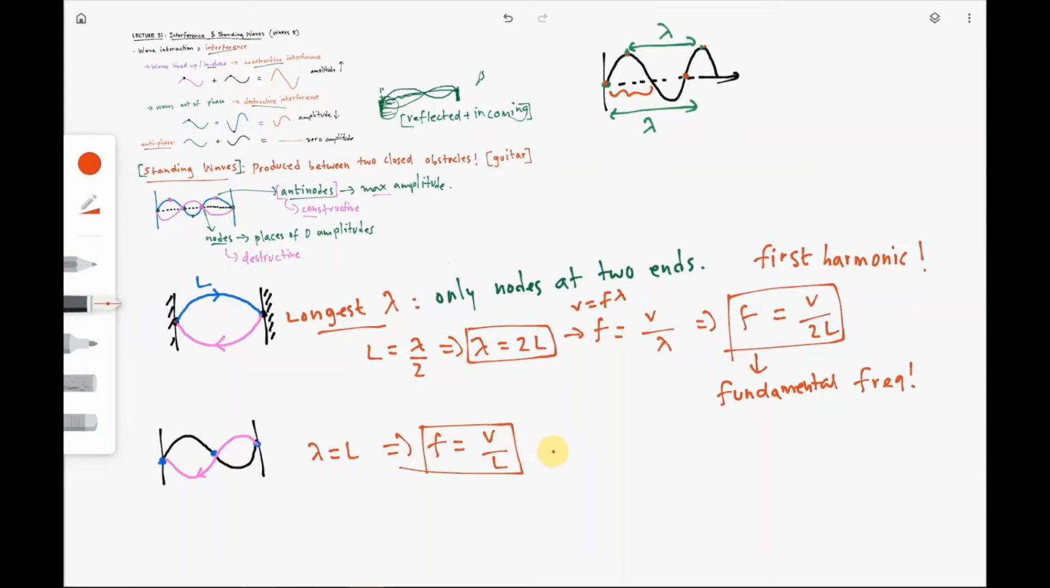This is called the first overtone, or second harmonic.